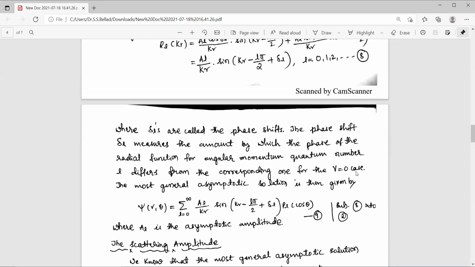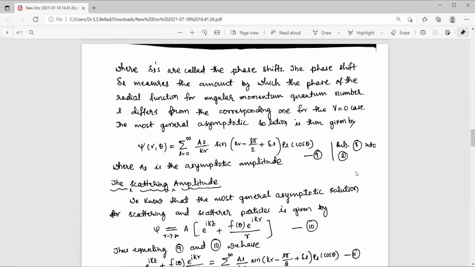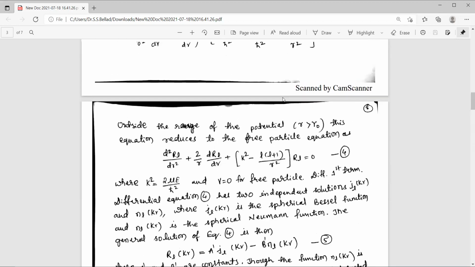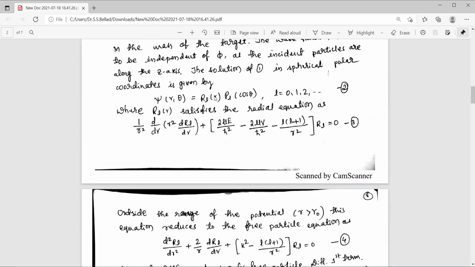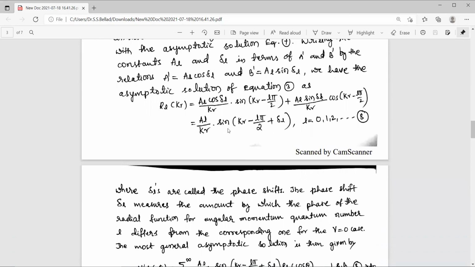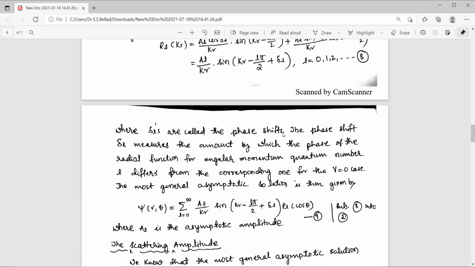So the most general asymptotic solution is then given by this equation. That means we have to substitute equation 8 into equation 2. Here we have equation 2, because we have initially assumed that the solution is of this form, and we are substituting the value of this R_L from equation 8. So this is equation 8: R_L of KR is equal to A_L divided by KR into sine of this thing. So substitute equation 8 into equation 2.